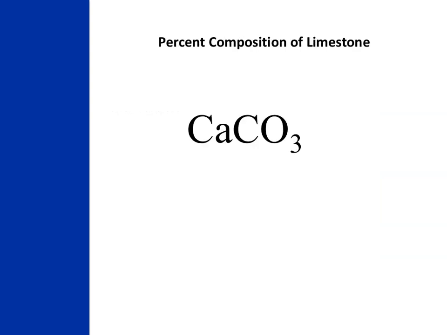In this lab, we are going to determine the percent composition of the calcium carbonate in the limestone sample. To do this, we are going to first determine the amount of anion or carbonate in the sample by reacting the limestone with hydrochloric acid. Then we're going to react the remaining sample with another substance to determine the amount of the calcium ion present.